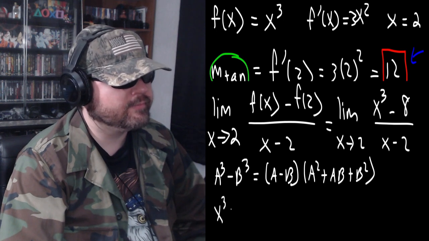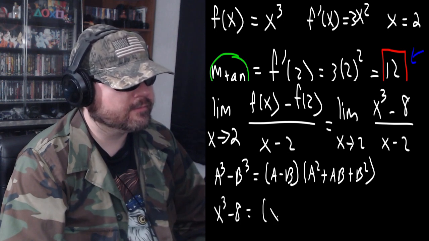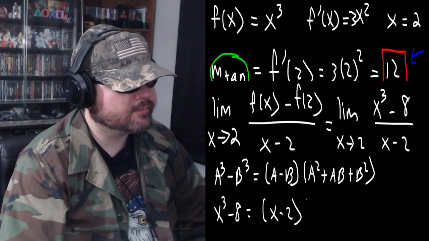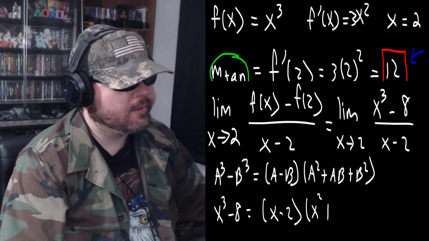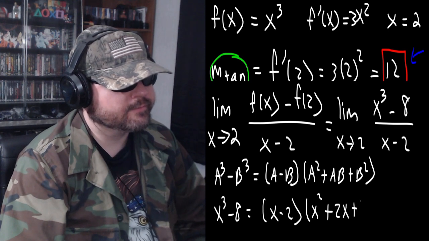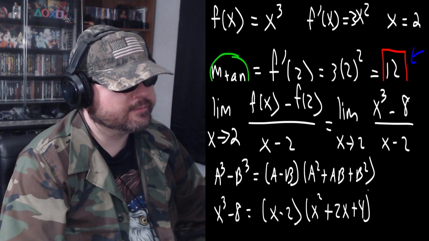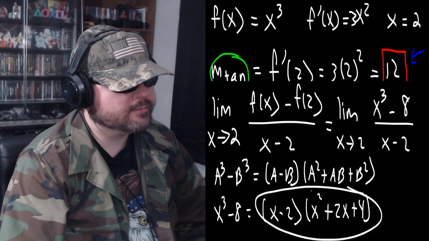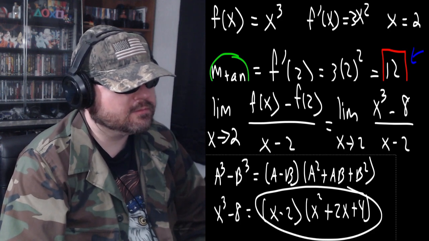So to factor x cubed minus 8, x is a, b is the cube root of 8, which is 2. A squared is x squared, ab is 2x, b squared is 4. So this is how you can factor x cubed minus 8. Okay.